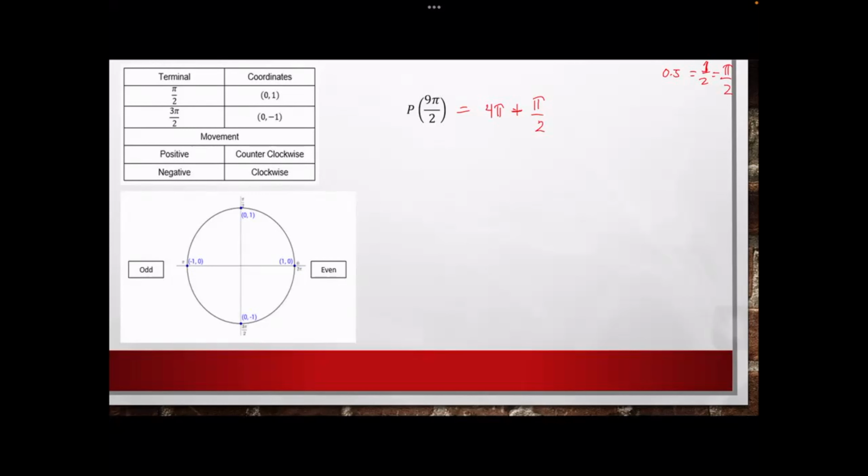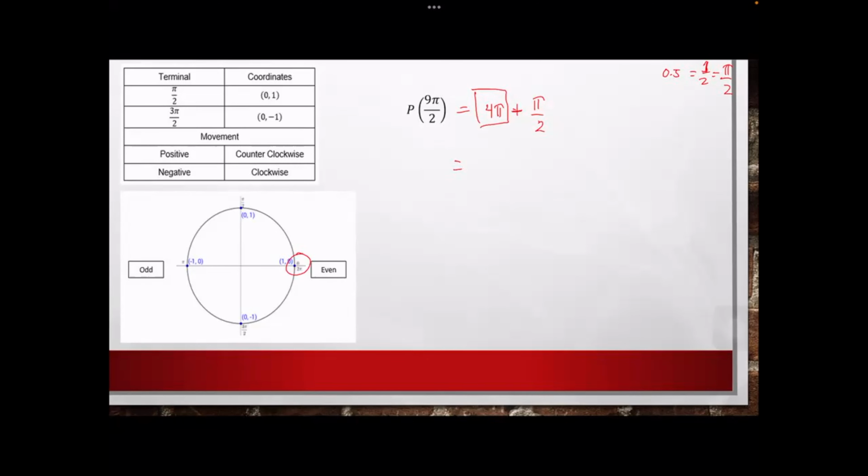Now, let's take this, yung 4 pi. Now, ano ba yung 4 pi? Is this even or this is odd? Even po. So, okay. So, that is even. So, if that is even, dito siya masisimula. Dito, sa even.